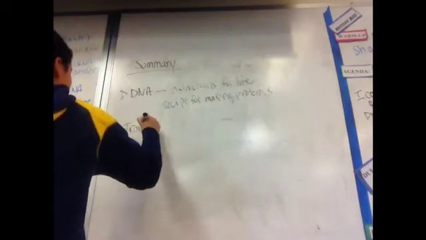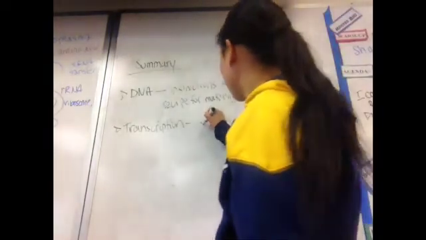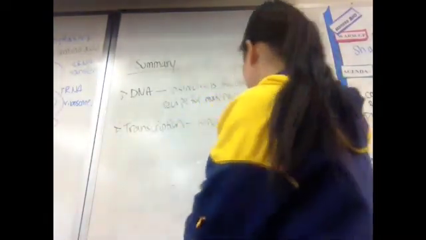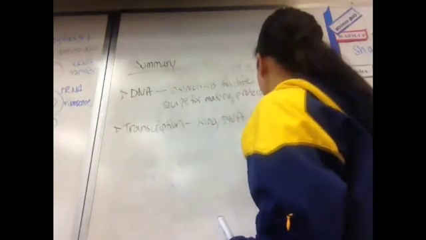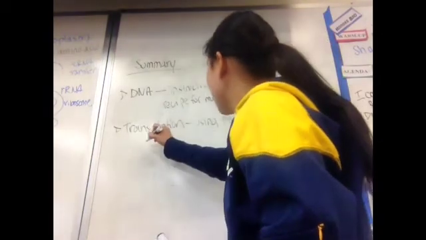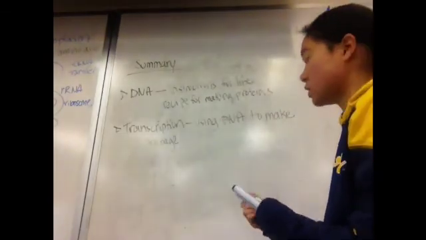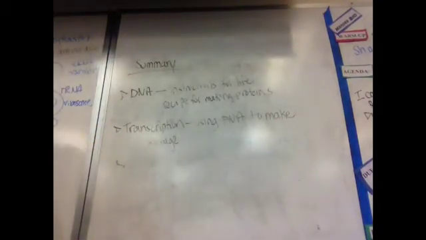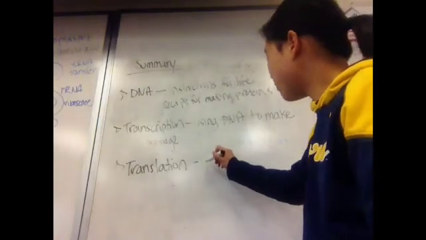Once you have the recipe, then you can do things like transcription. You're going to write the message. So using DNA, you can make a message. That message is then free to float out of the nucleus, again, to the cytoplasm. And lastly, we've got translation. And translation, again, is important because you're finally putting all the pieces together.